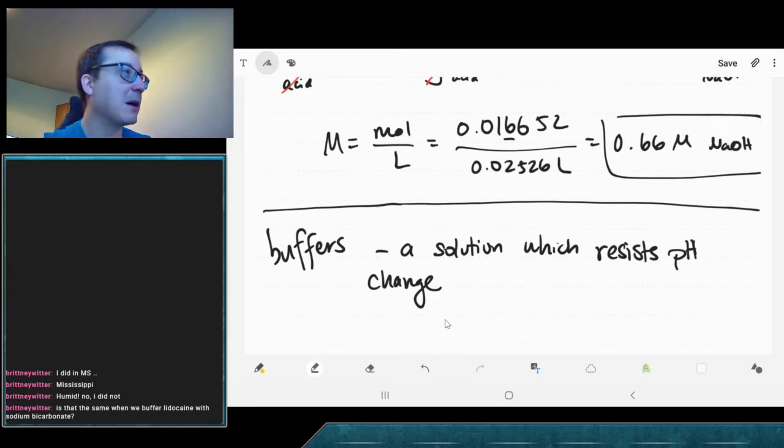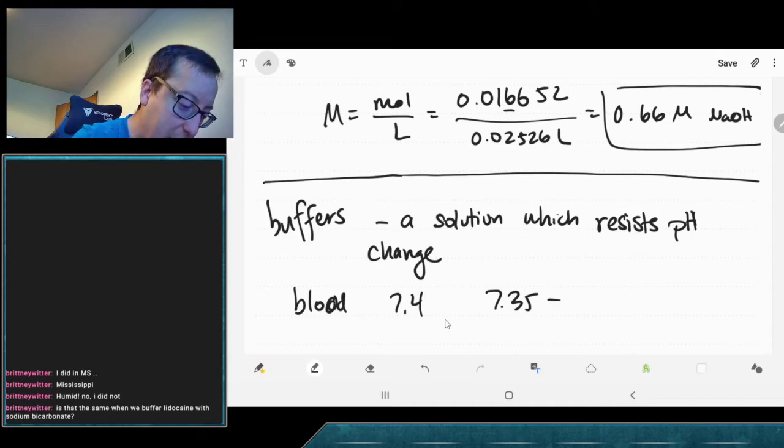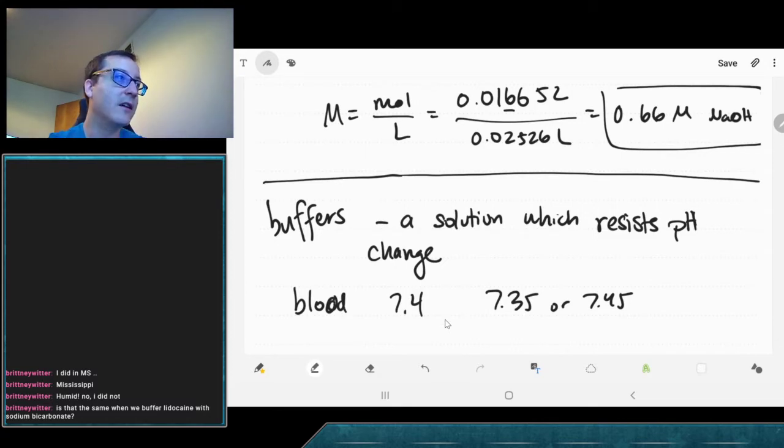Your blood is especially sensitive to pH change. Your blood is pH 7.4, and if you even go to 7.35 or 7.45, you start feeling really sick. But you can see just one drop of acid solution was enough to completely throw the pH down the toilet. And so you're going to see that in the blood you have at least 3 buffer systems that are helping to keep your pH exactly within this range.